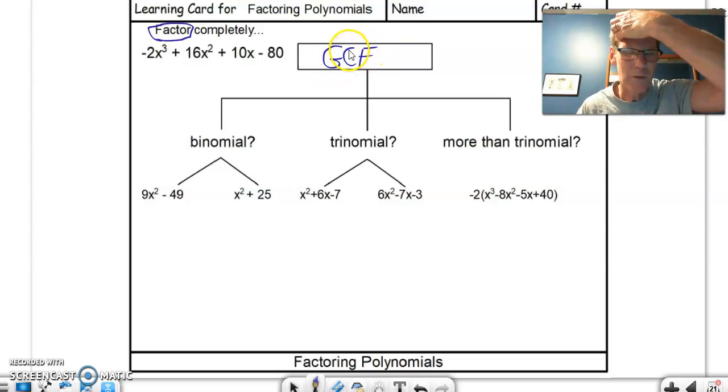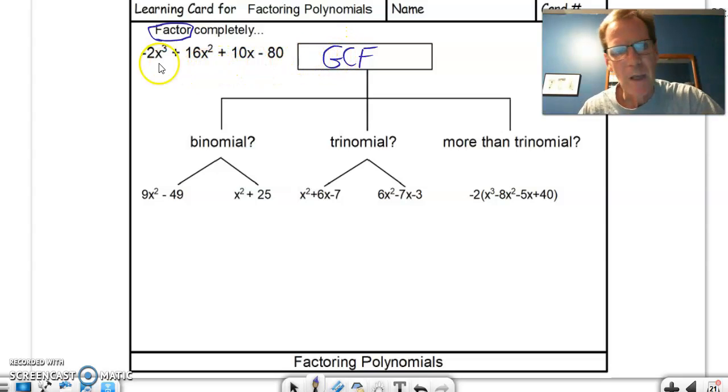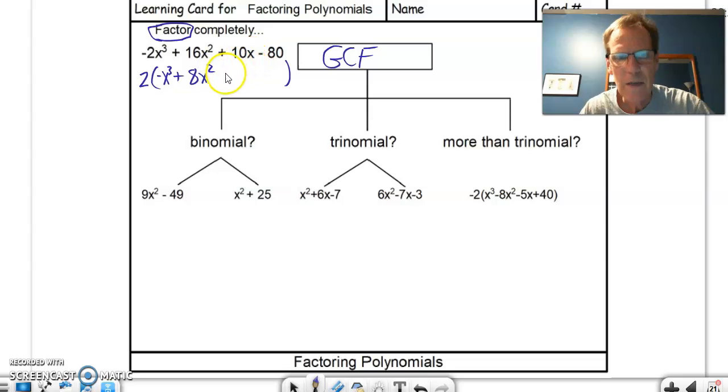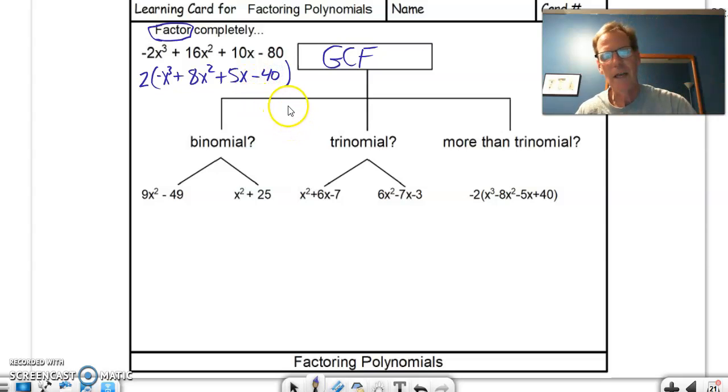You knew that as soon as I put GCF out there. We're going to look for the greatest common factor. So with something as complex as what I have up here, most people can tell everything is divisible by 2. In fact, it's got a -2 out there, but I'm just going to address that. Let's get the 2 out of it first, and we divide every term in here by 2. So the first one comes to -x³, 16 divided by 2 is 8 and I still have the x squared, 10 divided by 2 is 5 and I still have the x, and 80 divided by 2 is 40. So that's a good first step.